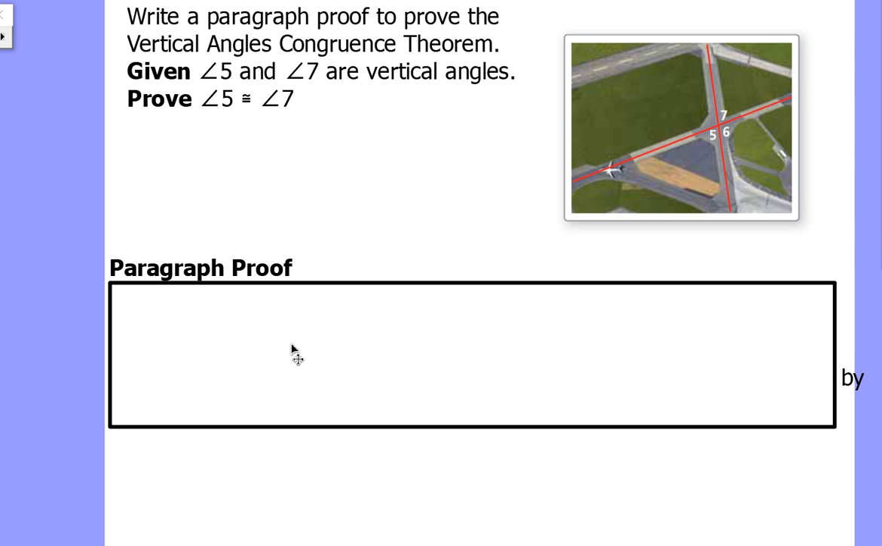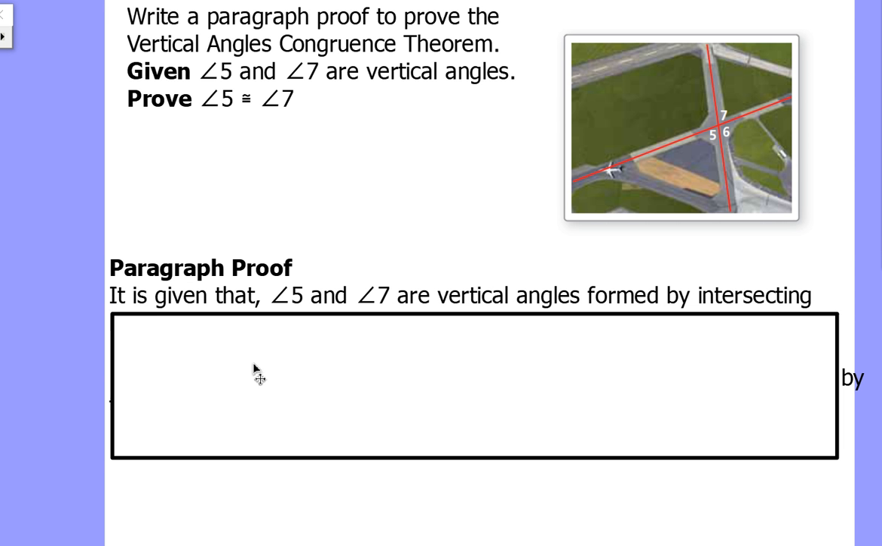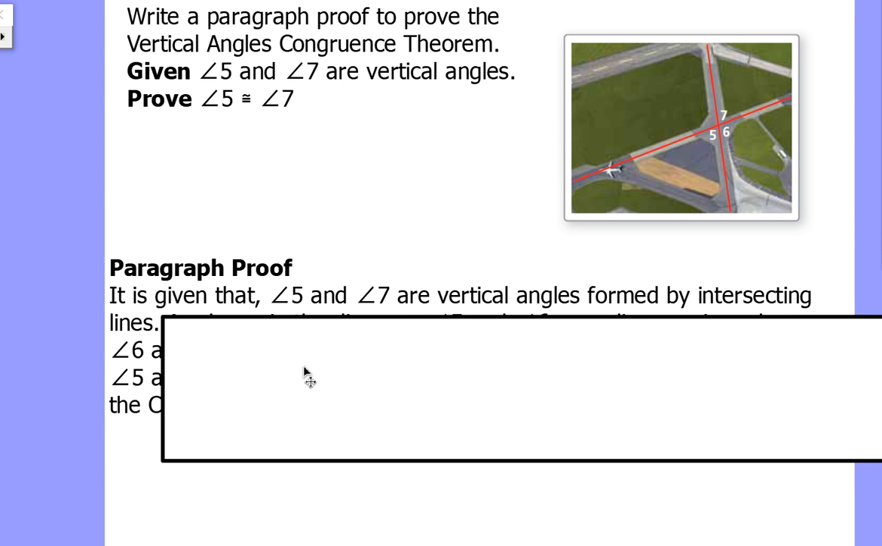In a paragraph proof, of course, we know that we have to start, like any other proof, with given information. So we'll simply start off by saying that angle 5 and angle 7 are vertical angles. So it is given that angle 5 and angle 7 are vertical angles, and they are formed by intersecting lines. In this case, they're the angles 7 and 5 and 6 and the missing one, right? So that is what is given to us. Angles 5 and 7 are vertical angles formed by intersecting lines. As you can see in that first sentence, it's a little bit more scholarly than it has been in the past for our two-column proofs.